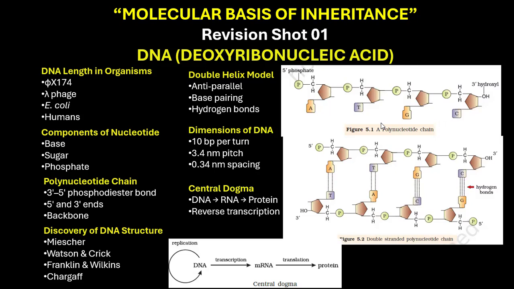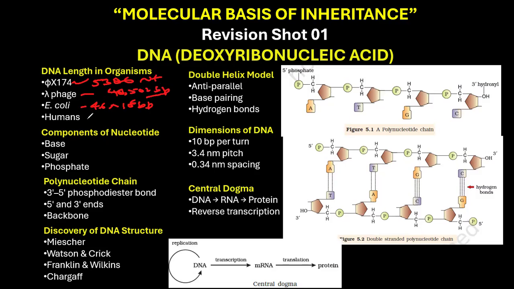DNA is a long polymer made up of repeating units, which are called deoxyribonucleotides. The length of DNA varies from organism to organism and is expressed as a number of base pairs. So when we talk about this bacteriophage, this phage, the length is around 5386 nucleotides. Then when we talk about lambda phage, 48,502 base pairs. Then you have E. coli, 4.6 into 10 to the power 6 base pairs. This is important.